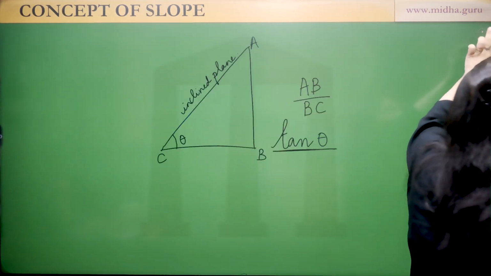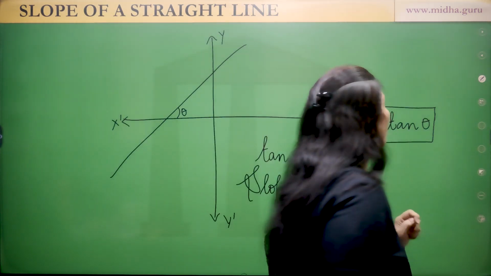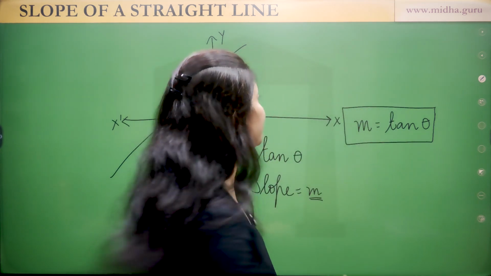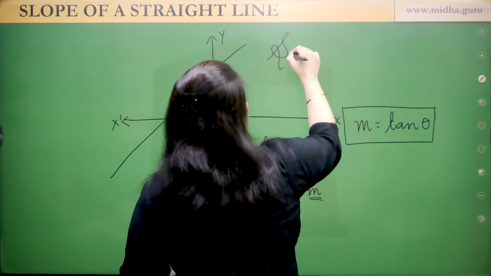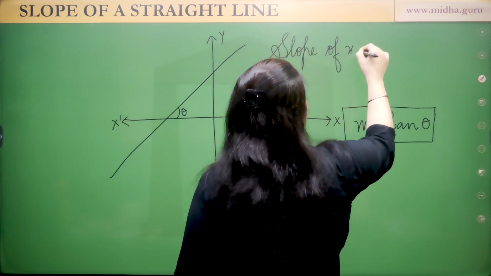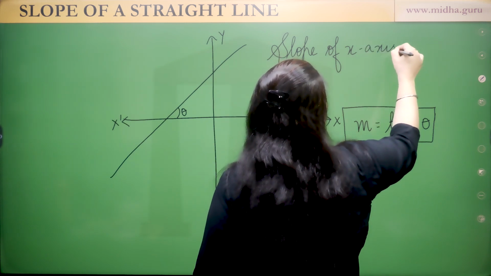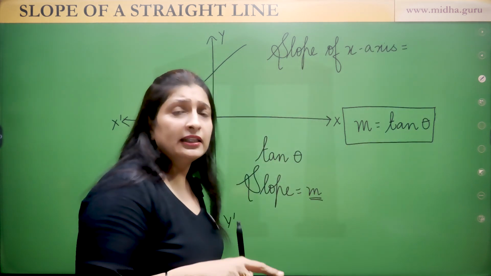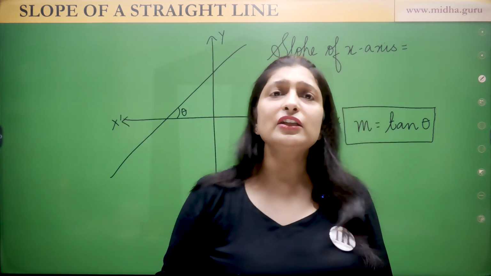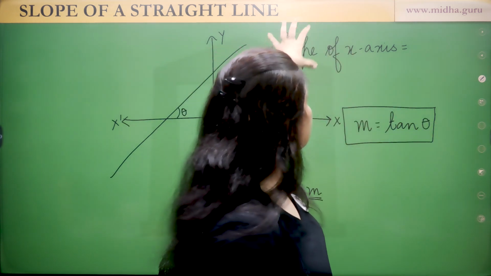Next, we have seen what slope is. So we were saying, what is the slope of a straight line. Now, you know the inclination of the x-axis and y-axis, right? If I ask you, what is the slope of the x-axis? You have just seen the formula for slope is tan theta. The slope of any line is tan theta. So what will be the slope of the x-axis?